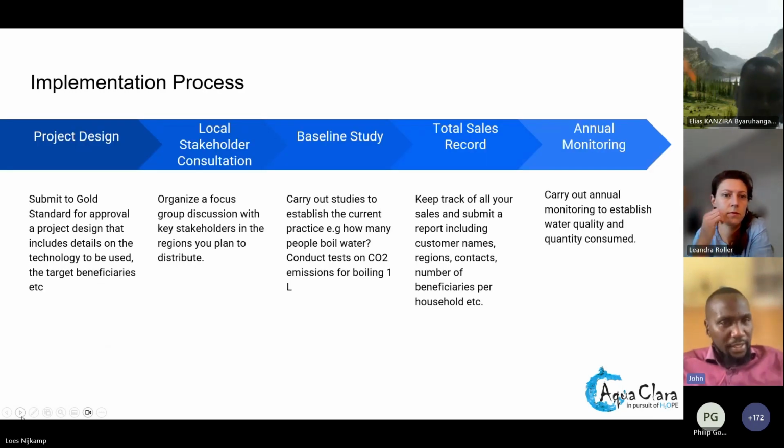I won't bore you with this. I think it is more or less a visualization of the steps I've talked about, from designing the project, the consultation I just mentioned, the baseline studies, the data, including keeping a good record of the customers, and then the annual monitoring that then leads to issuance. You can move to the next one.